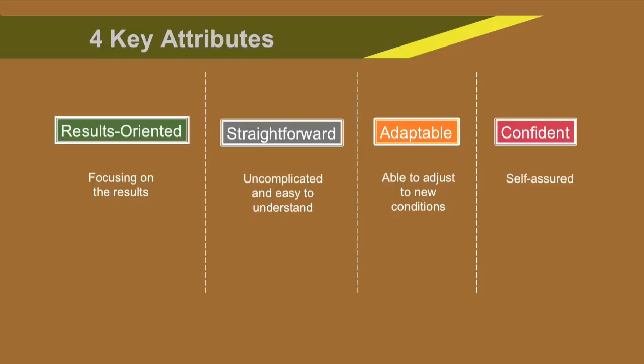The second one is straightforward, which means that I am uncomplicated and easy to understand. The third one is adaptable, which means that I am able to adjust to new conditions. And the last one is confident, which means that I am self-assured. And now moving on to why.